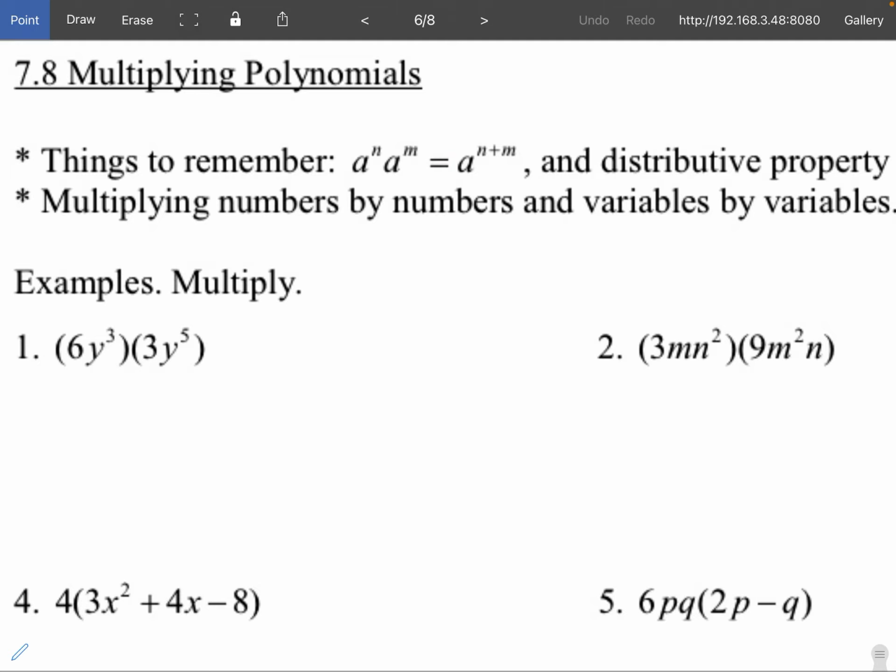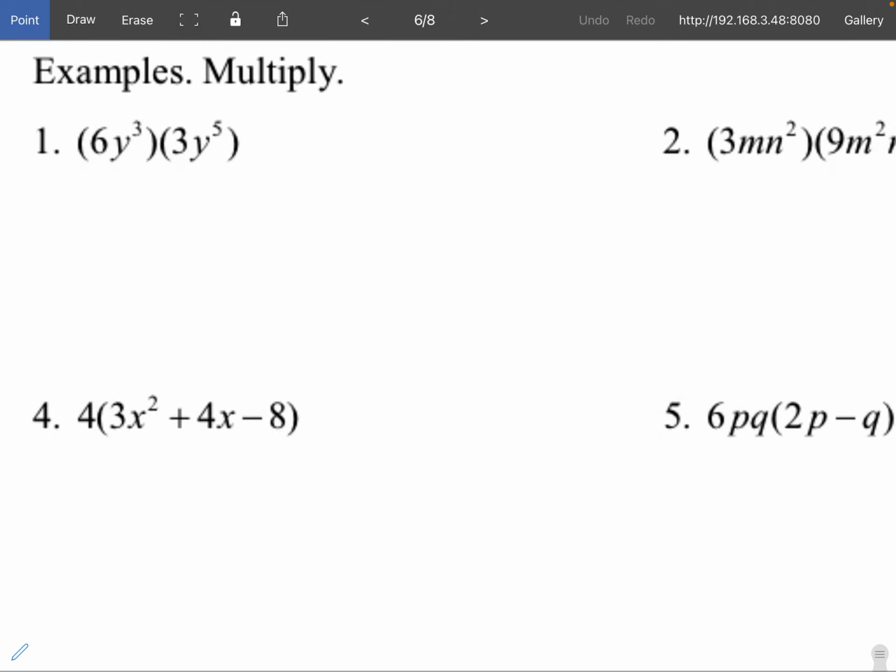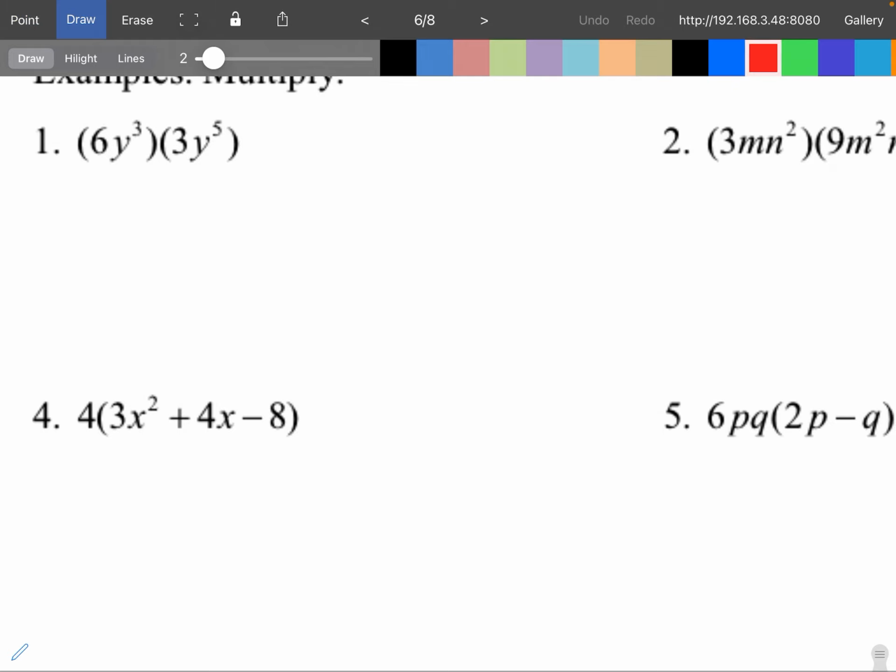So if you look at that first problem, that was basically it for the notes. I'm just going to do the examples. If you look at that first example right there, you can multiply in any order you want. For example, there's a multiplication between the 6 and the y cubed. There's another one between these two monomials. There's also another multiplication between the 3 and the y to the 5th. So we can multiply in any order we want since it's all multiplication.